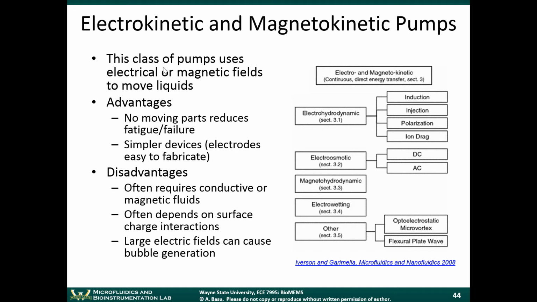If you take two electrodes, put them in a solution, and put large voltages across there, you'll get currents going through there, and you'll generate bubbles. It's called electrolysis. So obviously, we don't want to do that, because bubbles can cause a lot of issues in microfluidic devices.